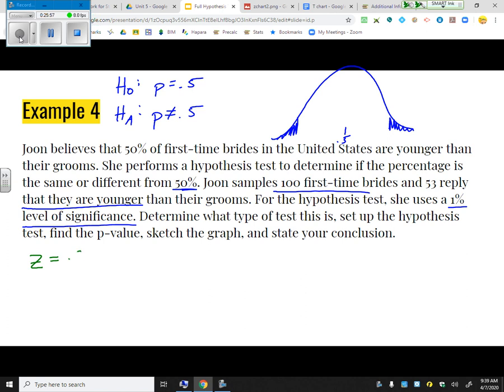Okay, now she got 53% minus the 50% she should have got over, well, I need my standard deviation. They didn't tell me what my standard deviation is. Remember, the standard deviation on this for a P is going to be the square root of P hat times 1 minus P hat over N.